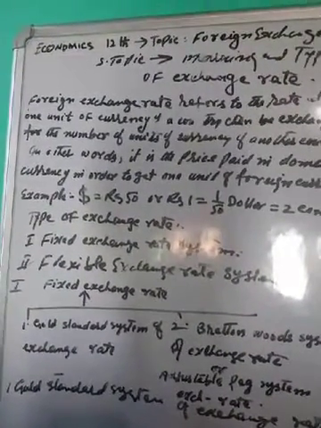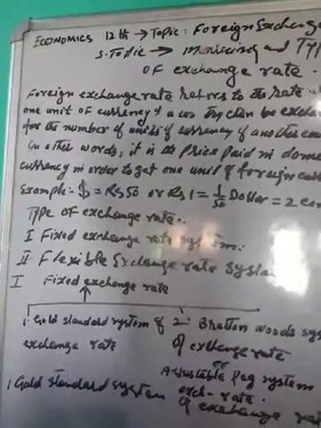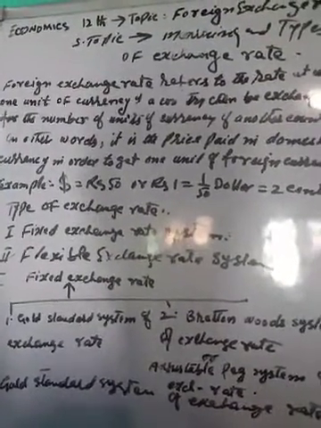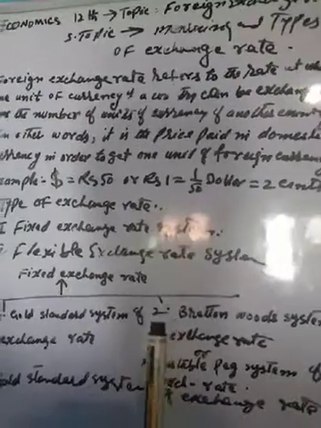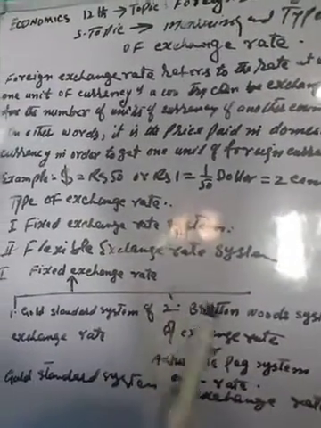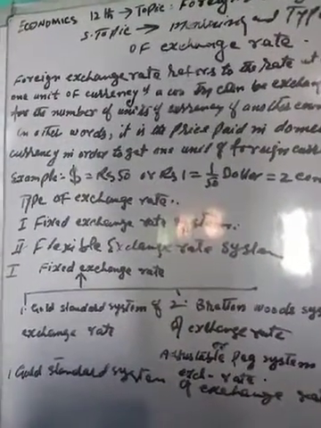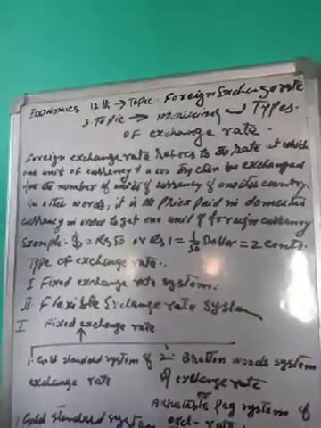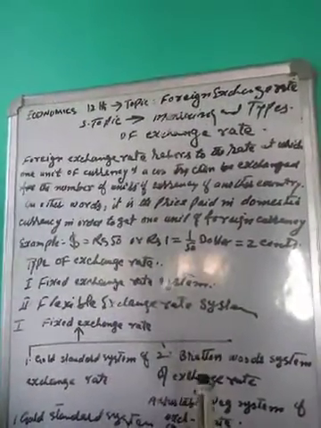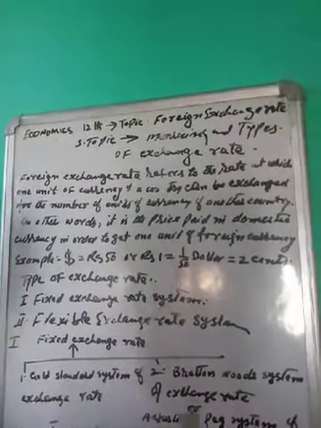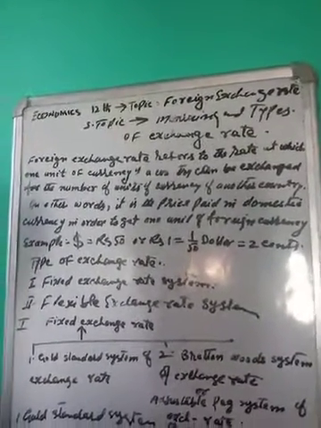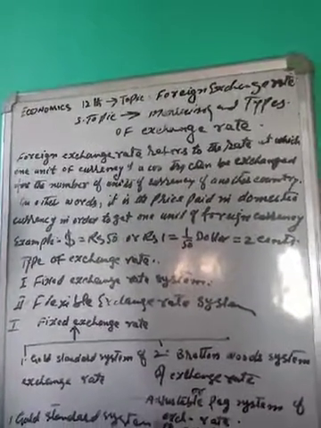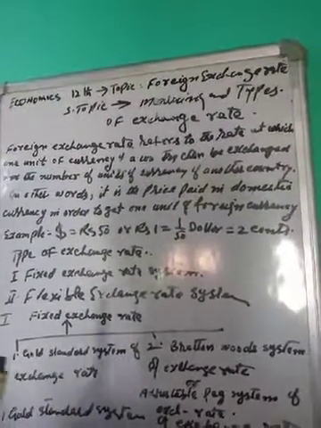Now, what is meant by this? Thus, exchange rate expresses the ratio of exchange between the currencies of the two countries. It is the price of a currency expressed in terms of another currency. Some economists refer to it as the external value of currency.